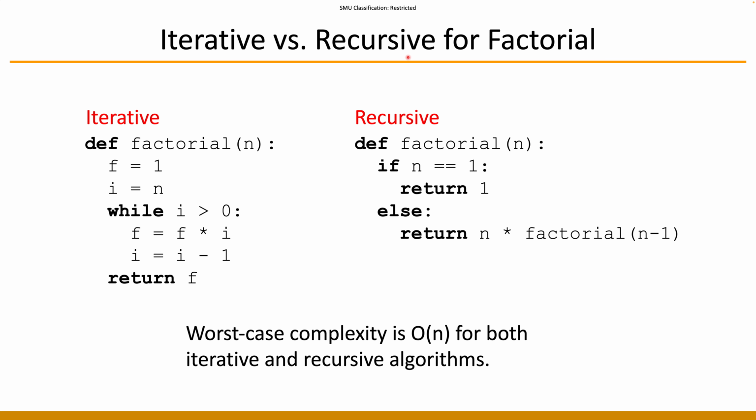On the left hand side, this is the iterative version. If we analyze that, you start from n, you go all the way until you reach 0, right? So in total, you will have n iterations. For the iterative version, in other words, your complexity is O(n).